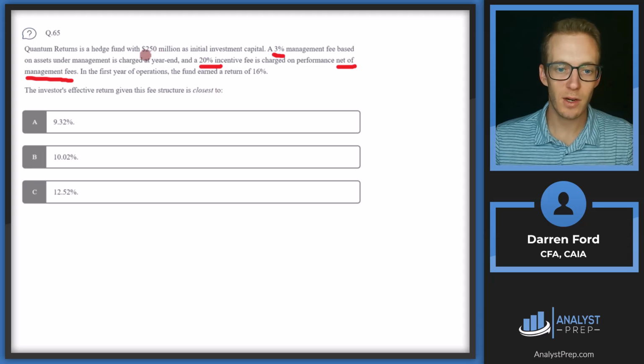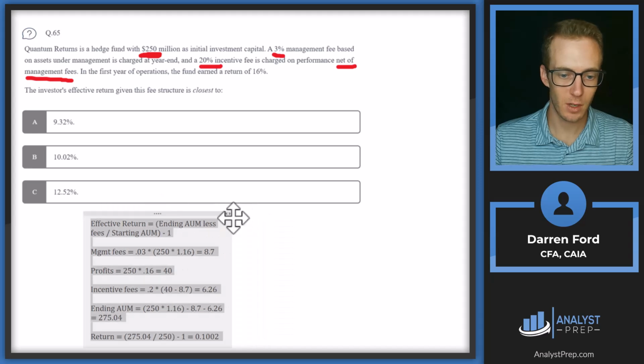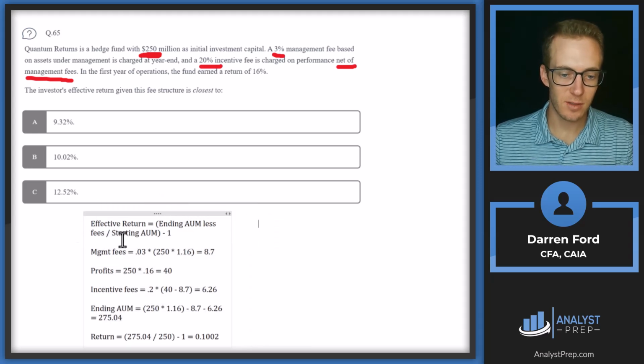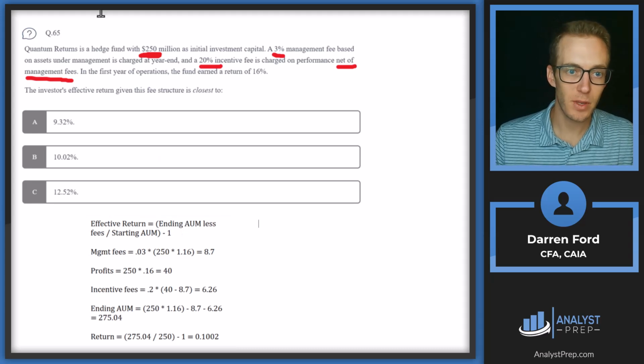So what we need to figure out here is we'll take this beginning AUM figure, and what we need to find is after all these fees, what is that ending AUM? And then that ending AUM we'll be able to divide by our beginning AUM, subtract out 1, and do our normal return calculation, which is what I have up here at starting. So ending AUM less fees divided by starting AUM minus 1. So this is going to be our end game formula here. We need to figure out what ending AUM is, though, minus those fees.